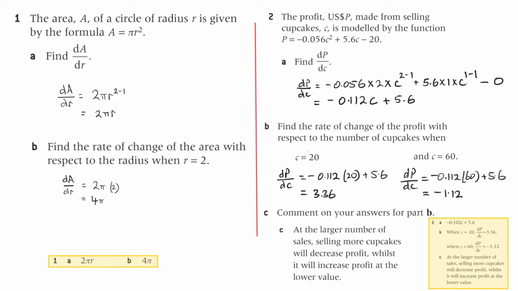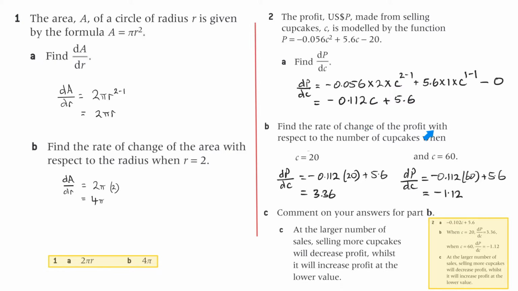You don't normally write this line, I'm just writing it for clarity here, and the derivative of a constant is 0. So we resolve this, and it's 2 times this number, which is minus 0.112, and this one becomes 2 minus 1, which is C to the 1, right? You don't write the 1, and this is C to the 0, so that's 1, so it's just 5.6 times 1, which is that number there.